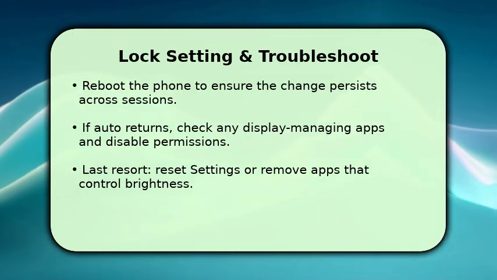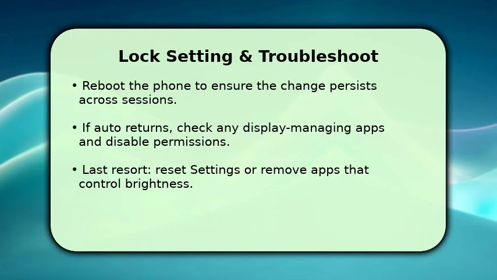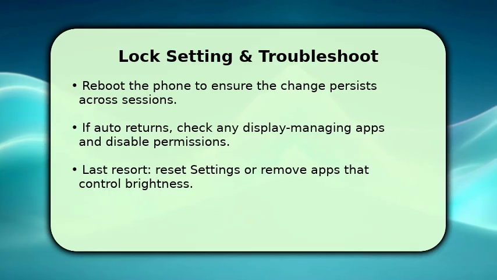If problems persist, reset only system settings or remove suspicious apps rather than doing a full factory reset. That troubleshooting step resolves almost all cases where automatic brightness keeps returning.